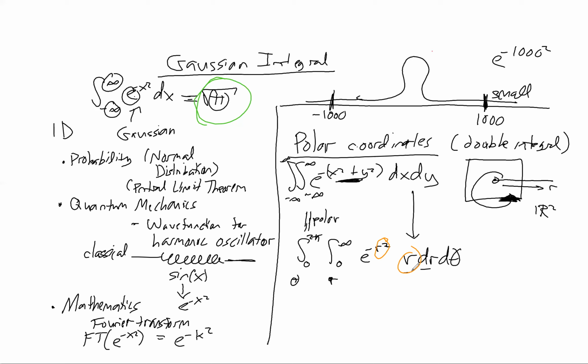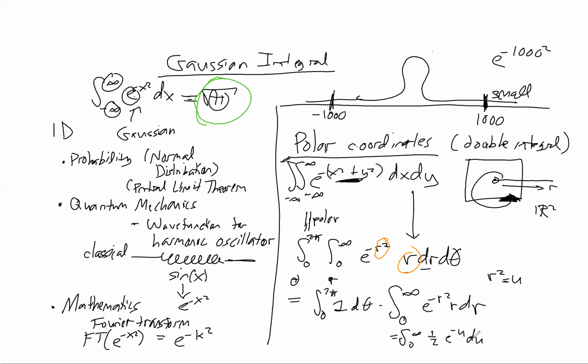It's a product, right? Because the theta integral decouples. It's the integral from 0 to 2 pi of 1 d theta times the integral from 0 to infinity of e to the minus r squared r dr. And this thing is, if you do a u sub of r squared equal to u, you get 0 to infinity 1/2 e to the minus u du. And that's pretty easy. That gives you 1/2 e to the minus u from 0 to infinity.